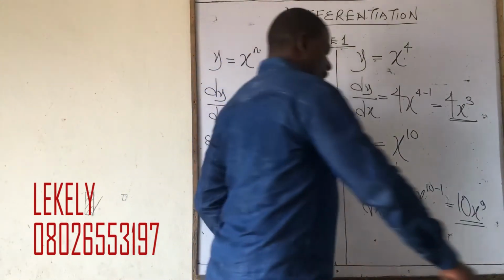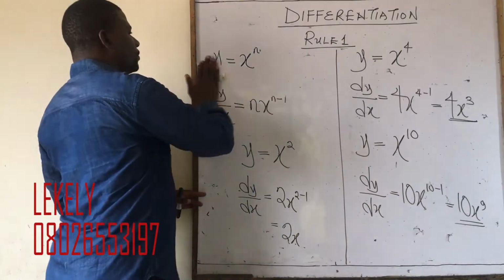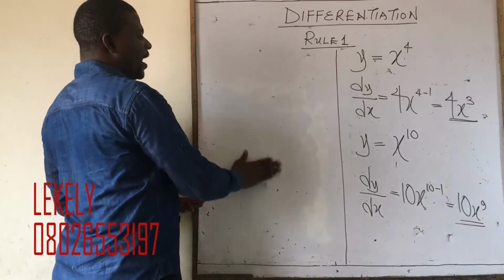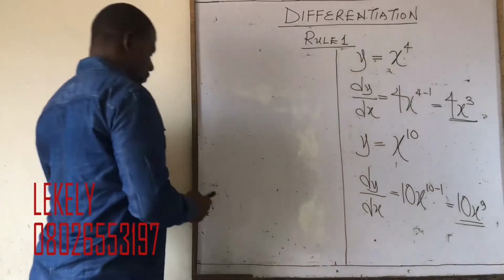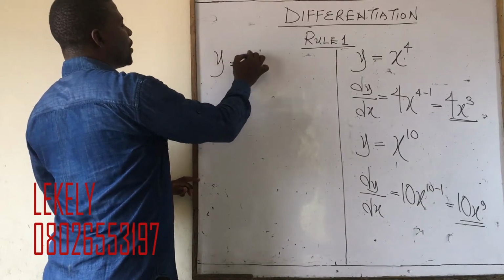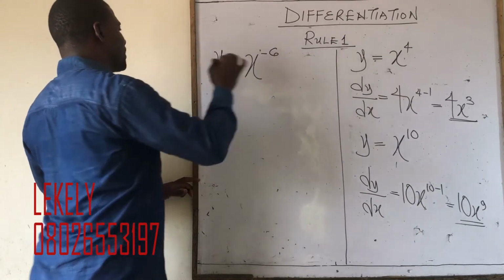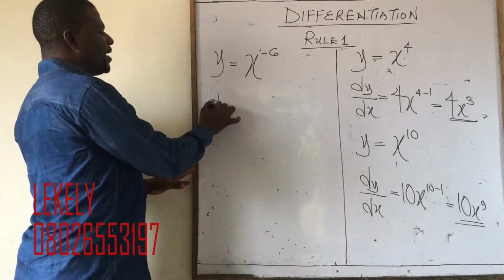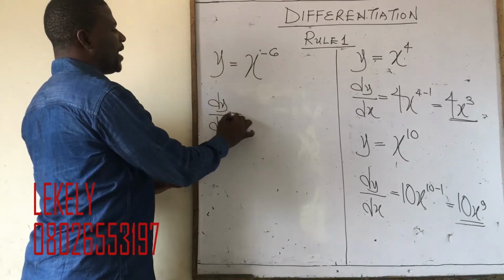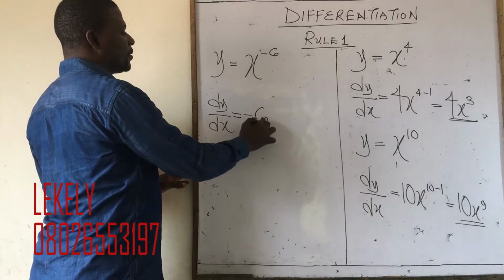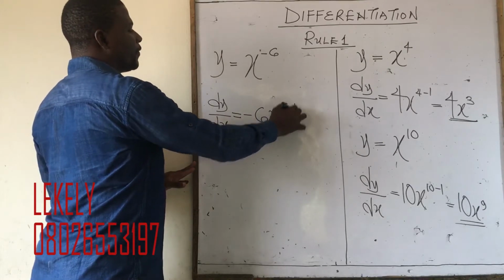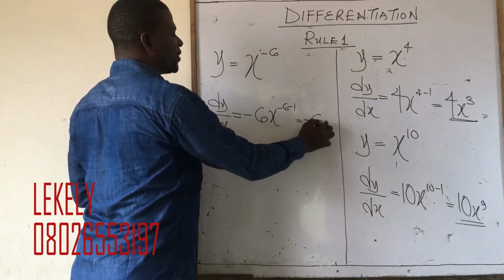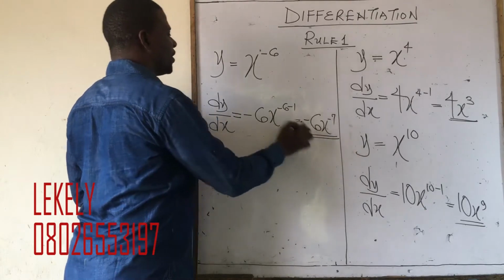Always. Okay. Now, if the question is this way, if I have y equals x raised to power minus 6, you see this one? This is a negative power. So your dy dx is going to be, bring down the minus 6, then minus 1 from the minus 6. So minus 6 minus 1 will give you minus 7. So it is minus 6x raised to power minus 7.